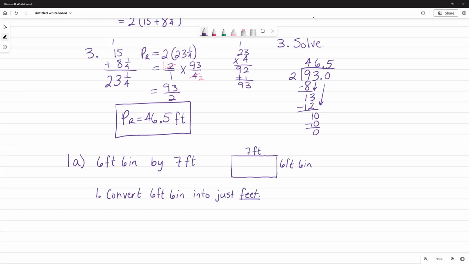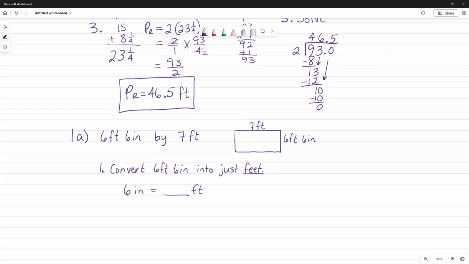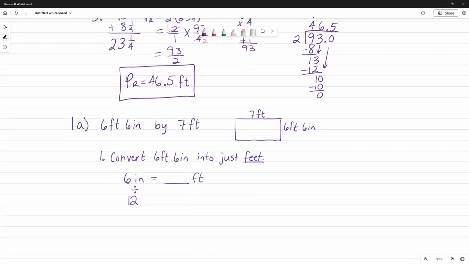So I know the 6 feet is going to stay the same. The thing I really need to look at here is, 6 inches equals how many feet? I'm going from inches to feet, which means I've got to divide. I'm going from a smaller unit to a larger. And my conversion rate is 12 because there's 12 inches in 1 foot. And so I need to now do my work.